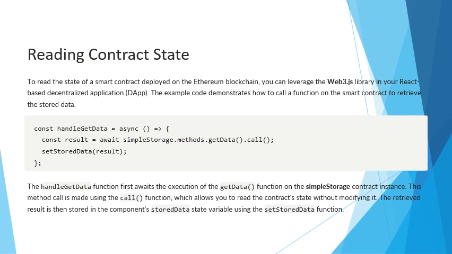To read the state of a smart contract deployed on the Ethereum blockchain, you should leverage the web3.js library in your React-based decentralized app. This code demonstrates how to call a function on the smart contract to retrieve the stored data. The handleGetData function first awaits the execution of the getData function on the SimpleStorage contract instance. This method call is made using the call function, which allows you to read the contract state without modifying it. The retrieved result is then stored in the component's storedData state variable using the setStoredData function.